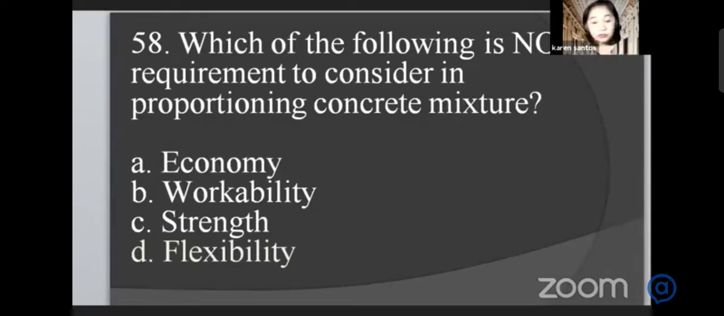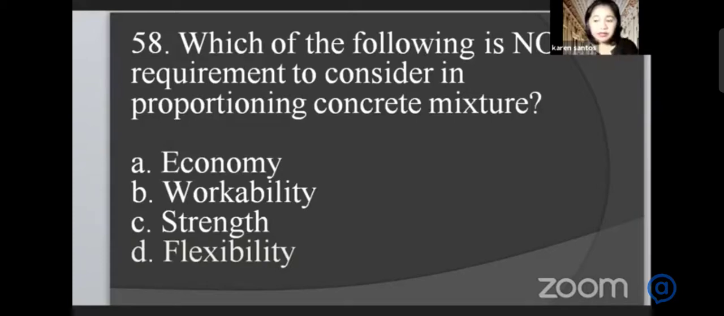So, is it letter A or letter D? Which one is the correct answer? So again, the question is, which of the following is not a requirement to consider in proportioning concrete mixture? A. Economy. B. Workability. C. Strength. D. Flexibility. So the correct answer is letter D, which is flexibility.